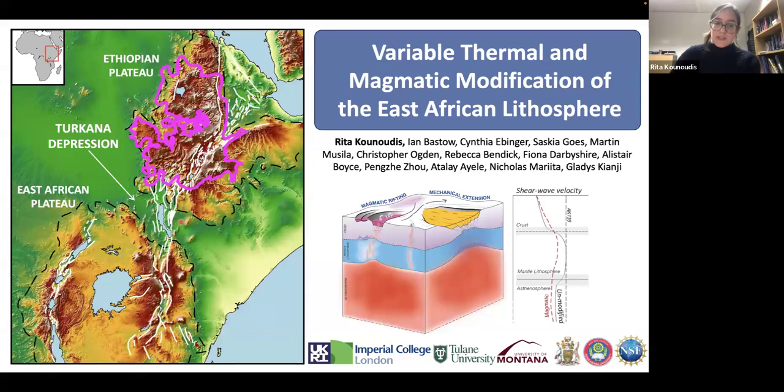So part of this talk is going to be exploring the lithospheric modification of this region and how it compares to the north. And ultimately, we're going to talk about why the flood basalt province is focused in the northern section of East Africa, as opposed to further south.